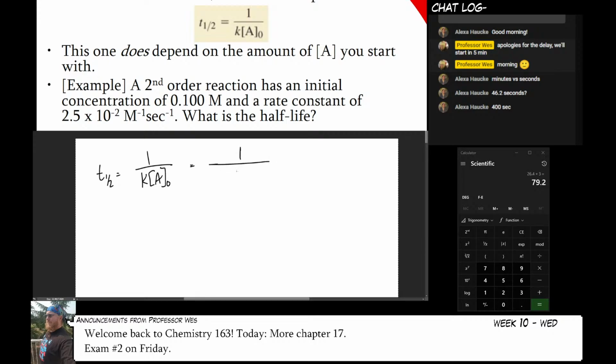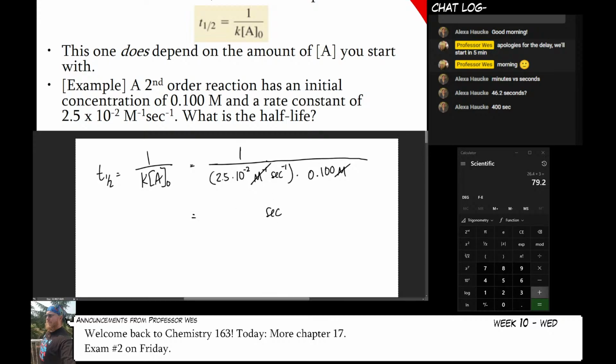So we've got our rate constant times however much we started with, which would have been this. I don't know how to write numbers, sorry. So this and this cancel. This is the inverse on the bottom, so it becomes seconds. And so it's just all these numbers punched in.